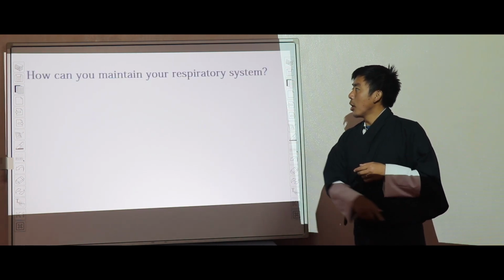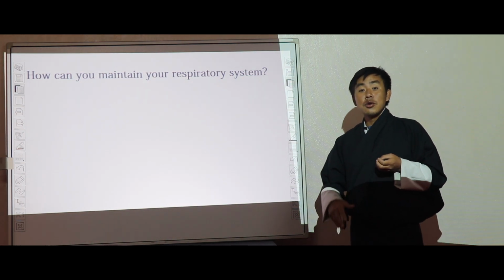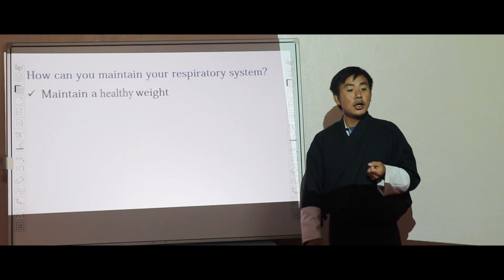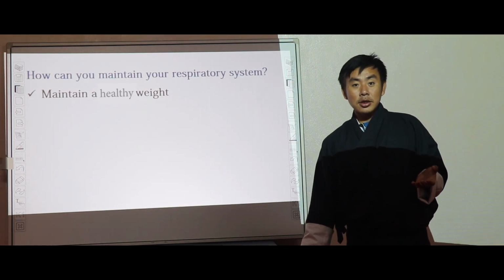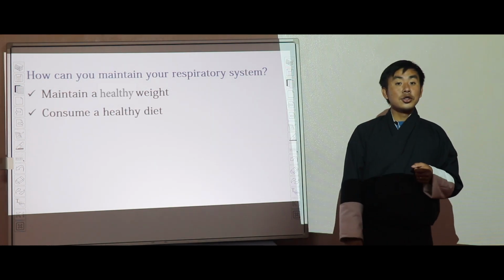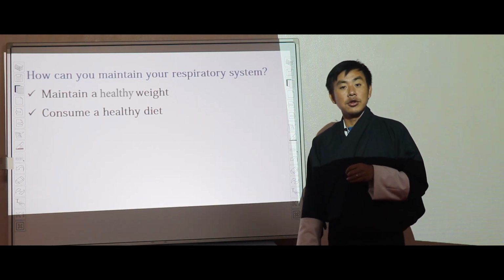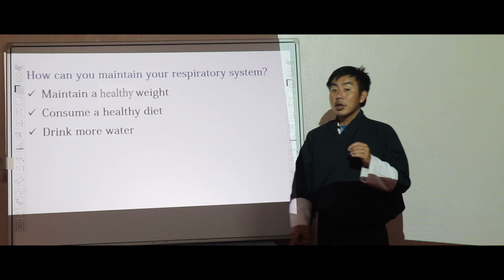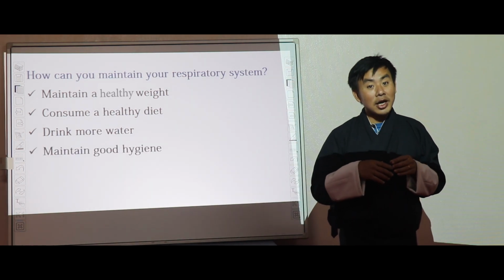Now let's discuss how you can maintain your respiratory system. How can you keep those organs that assist respiration healthy? Firstly, you can maintain a healthy weight. Don't be obese, don't be underweight. Consume a healthy diet. You should eat balanced food, and the right amount of food. You should also drink more water, and maintain good hygiene.